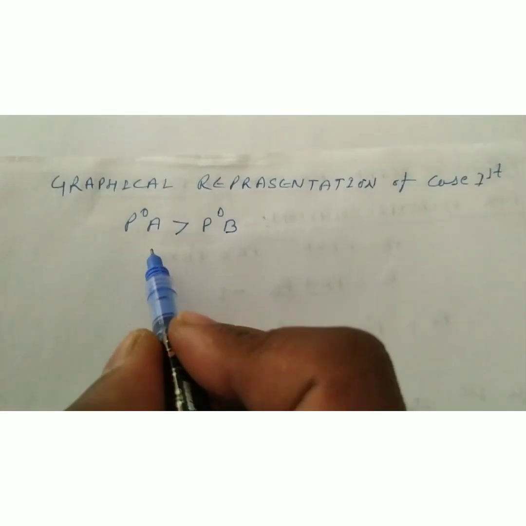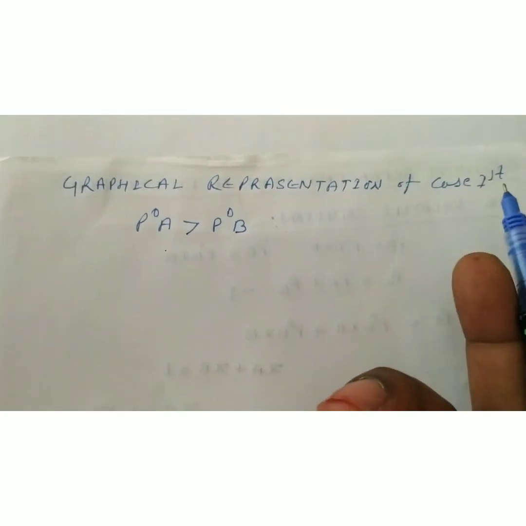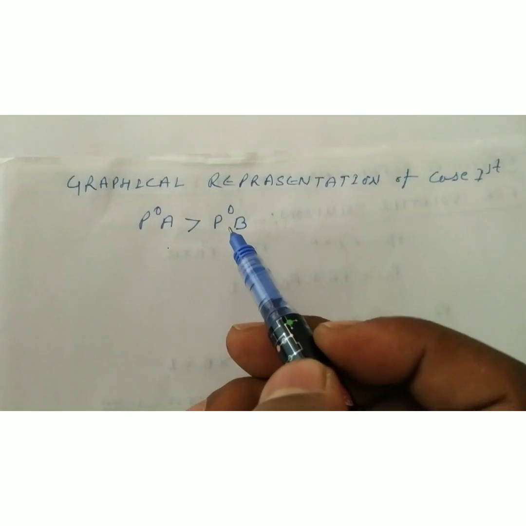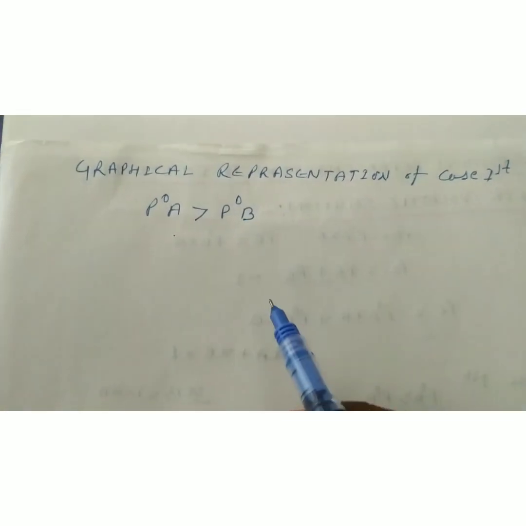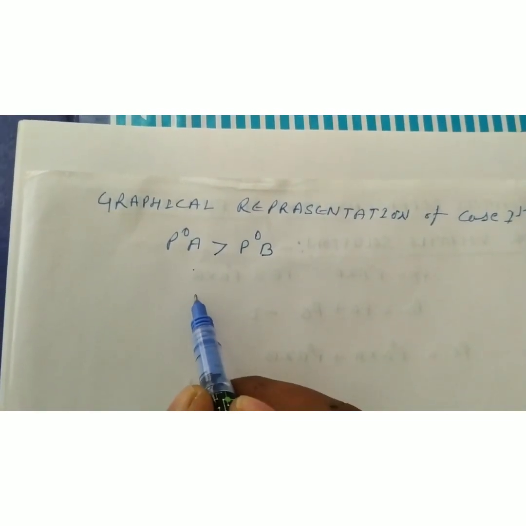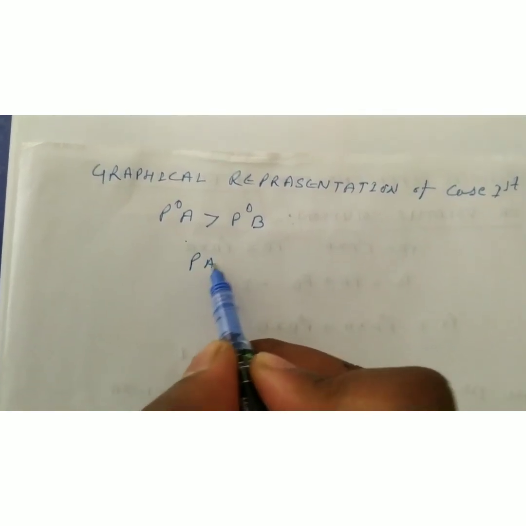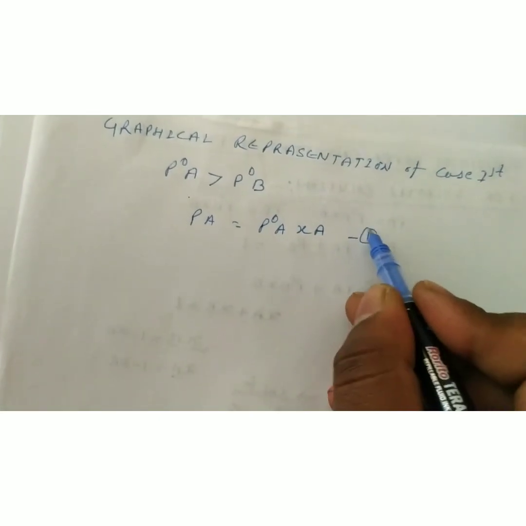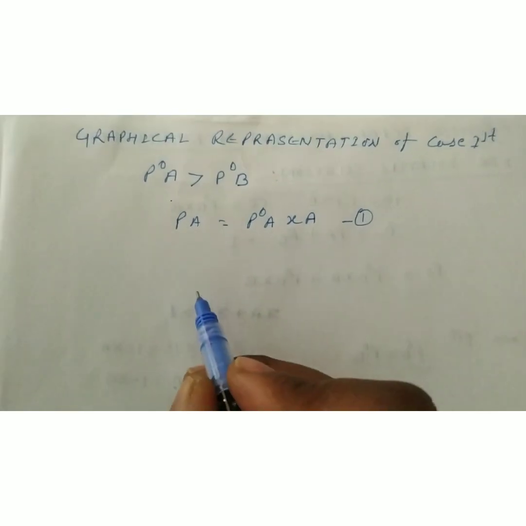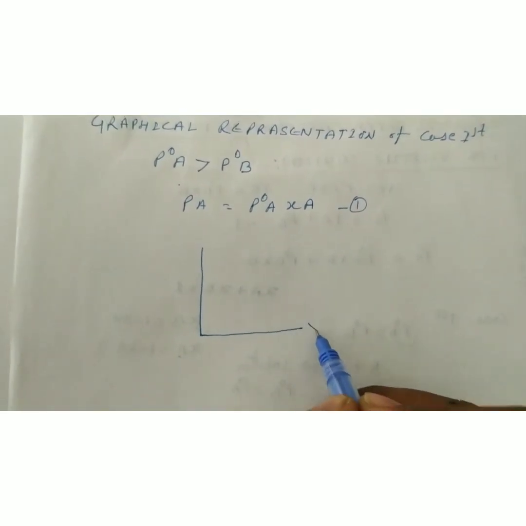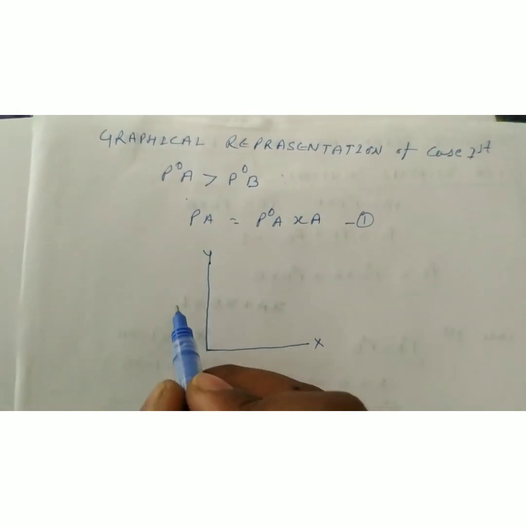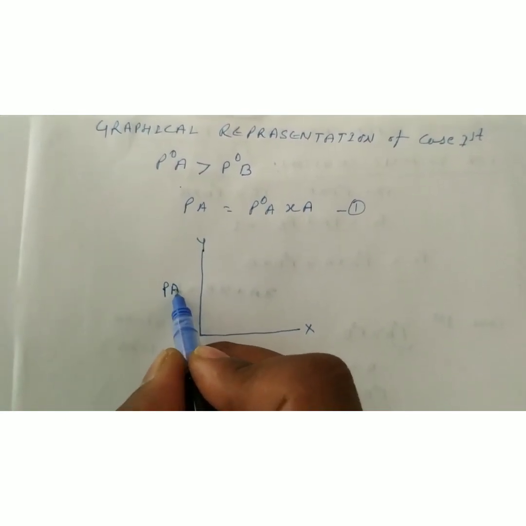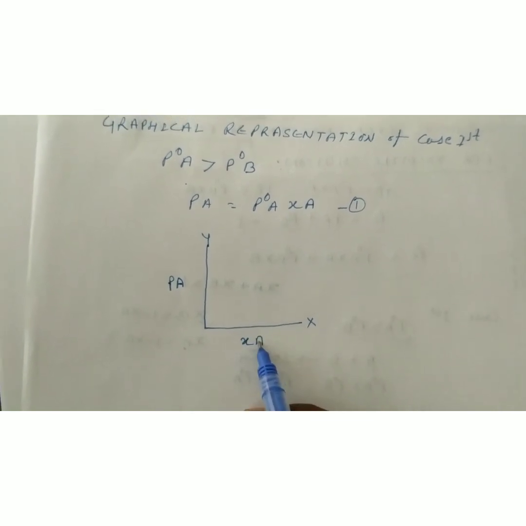Okay, graphical representation of case first, when P naught A is greater than P naught B. Dear students, this is the equation PA equals P naught A XA. This is the equation first for the graphical representation. This is the y-axis and this is the x-axis. The y-axis is the partial pressure of solute, and the x-axis is the mole fraction of solute.